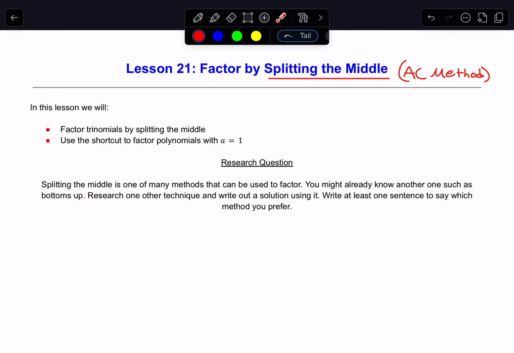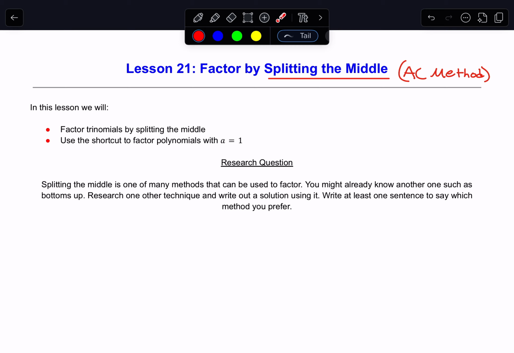But what I want you to do is Google or go on to AI, really anywhere, get a textbook, and look up an alternative method for factoring trinomials. Okay, because that's what we're doing here is we're factoring trinomials. Look up a method other than the AC method and try it. Okay, use it for one of the examples I do here with the AC method and see which method you prefer.